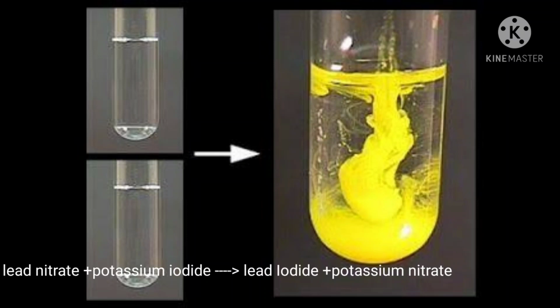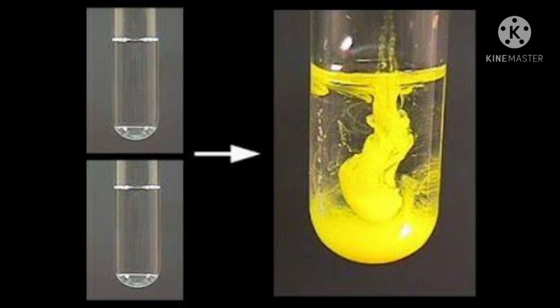In this reaction, lead nitrate and potassium iodide are colorless. If we mix them together, we get lead iodide and potassium nitrate. Lead iodide is yellow in color and potassium nitrate is colorless.